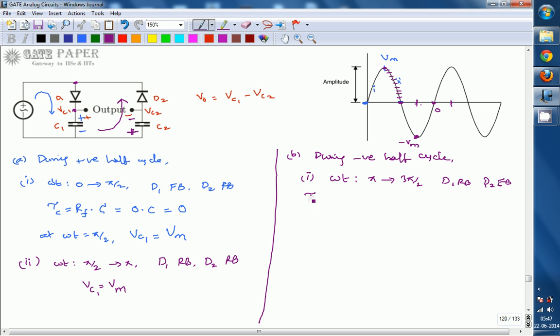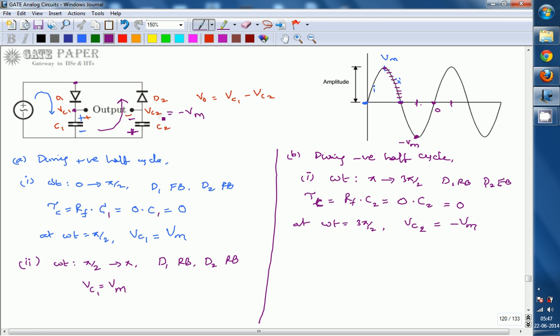The charging time constant tau c is equal to Rf into C, where Rf is the forward resistance of diode 2, and since it is ideal it is taken as 0, into C2. So 0 into something is 0. Within no time the capacitor charges, so at omega t equal to 3 pi by 2, when the input voltage reaches minus Vm, the voltage across capacitor C2 also reaches minus Vm. So Vc2 is equal to minus Vm.